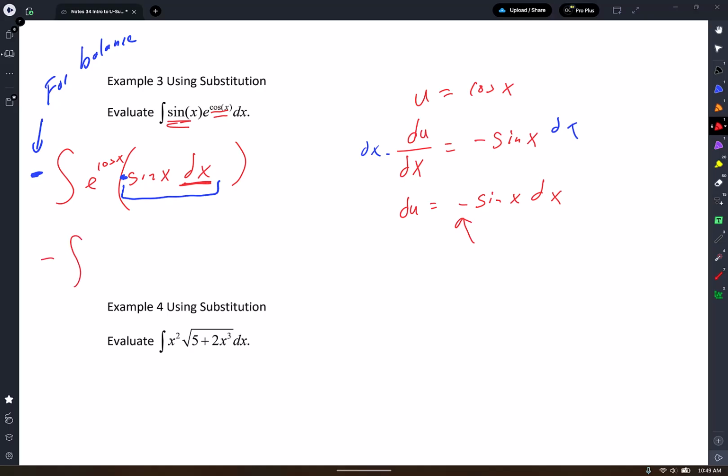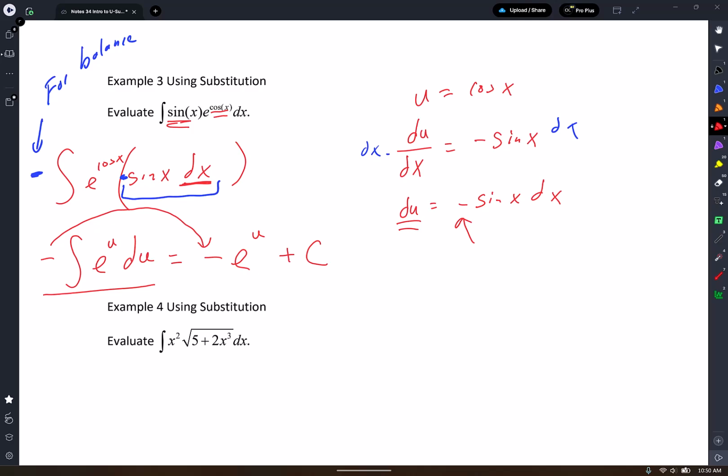Look, negative integral, and I'm just going to rewrite it. e to the u, and then negative sine x dx is just du. Look how simple this is. Isn't that way simpler now? I'm integrating e to the u with respect to the letter u. Do I know what this antiderivative is? Yes, I put the negative there. The antiderivative of e to the u is just e to the u, and put a plus c.